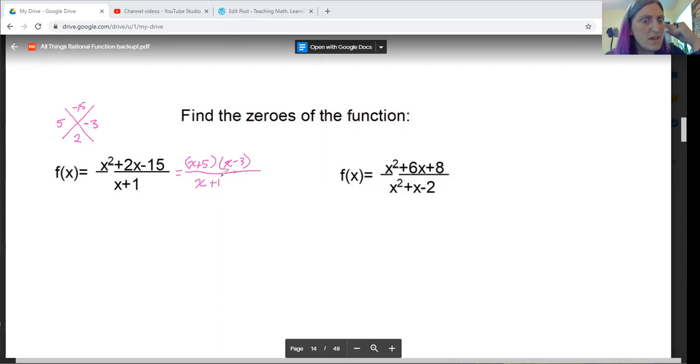Wait a minute. There's nothing to cancel here. Obviously, I knew this was coming. You don't actually have to worry about that. When we're talking about where the zeros are, if you cancel something, that's great. If you can cancel it, go for it. But when you're finding the zeros of the function, you are really only worried about the numerator.